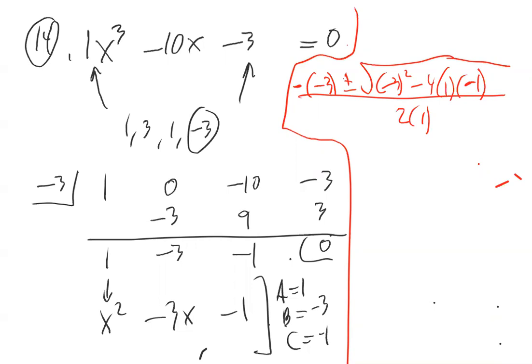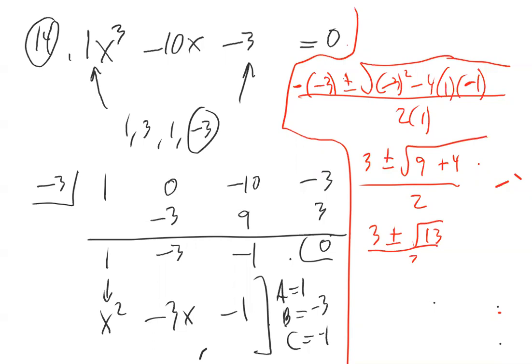So if I simplify that, it would be positive 3 plus or minus the square root of 9. Negative 4 times negative 1 is positive 4. Over 2 times 1 is 2. 9 plus 4 is 13, so you get 3 plus or minus square root of 13 over 2.